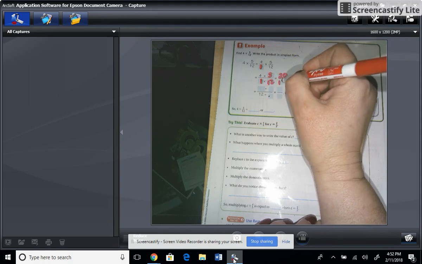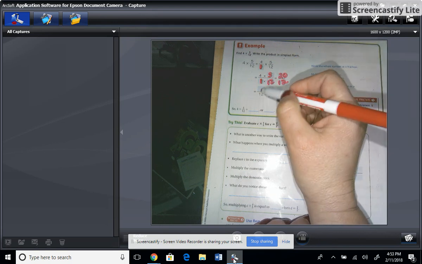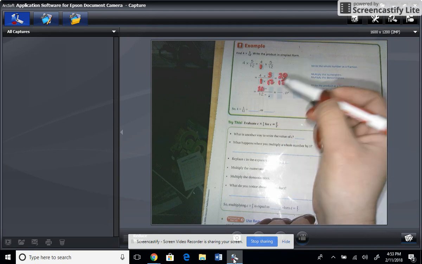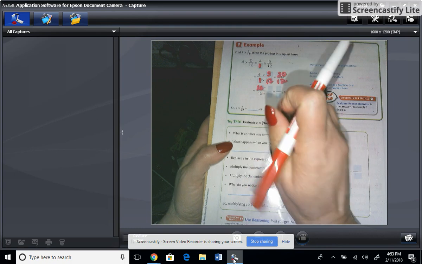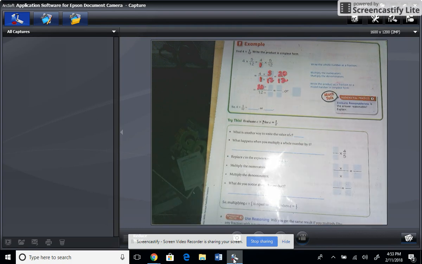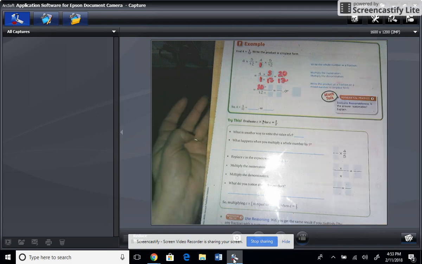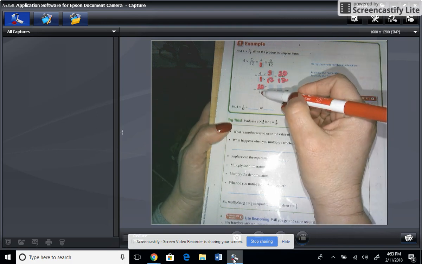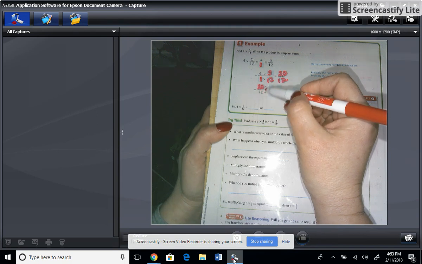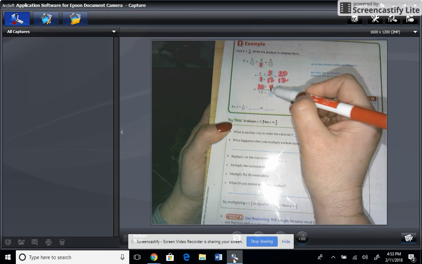So I have 20/12 here, and what can I divide them both by to simplify it? Well, I would have changed this to a mixed number right away, but they don't, and there's a reason they don't. Let's do it the way they want to do it first, and then I'll show you my way. I know that 4 is a factor of both of these. So I'm going to divide them both by 4. And I get 5/3.